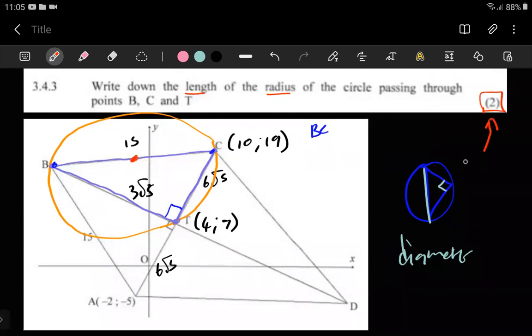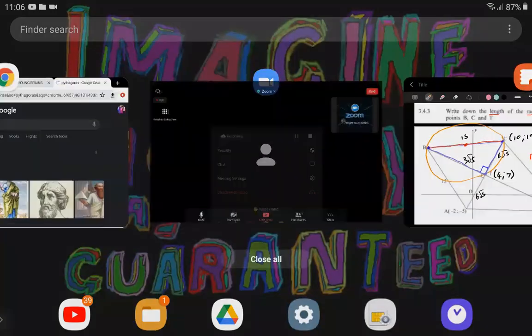You can imagine that's why this is just a 2-mark question, because it's 2 marks coming from just knowing our theory. The one piece of theory we need to identify is that as long as the circle passes through BCT, the line BC is the diameter, which is 15, meaning the radius would be half of 15 because 15 is the diameter. Cool. Okay. Nice. I get it. So that was that for that specific question.